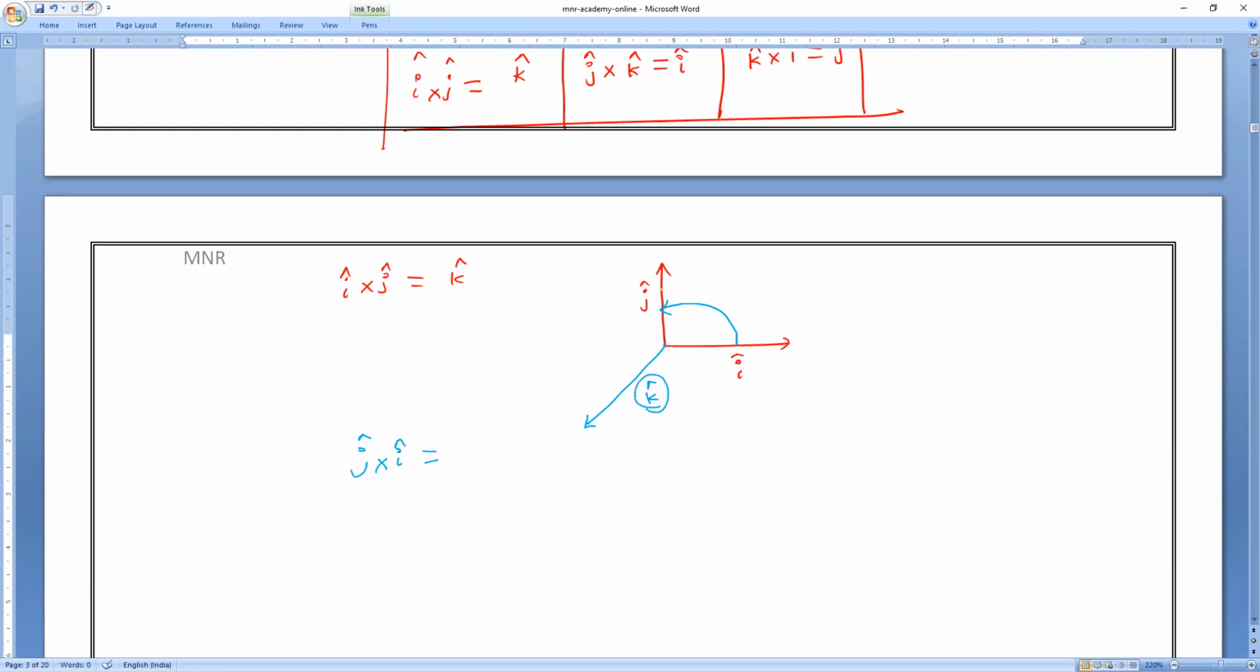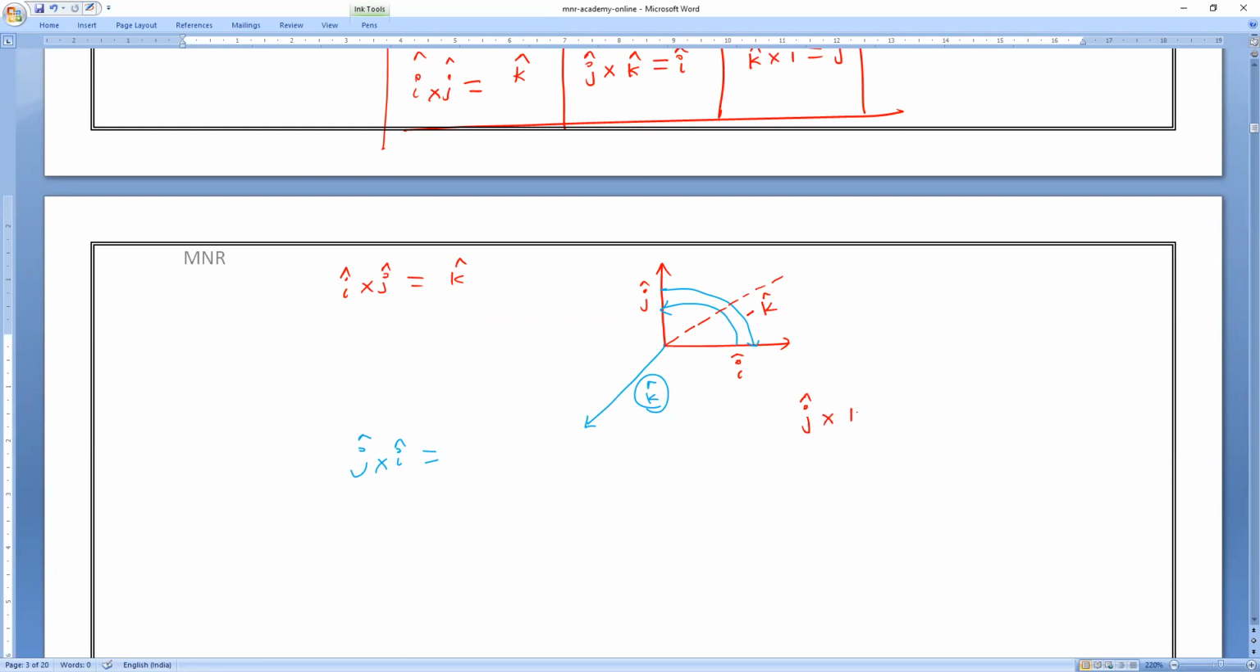Now I am not asking I into J, I am asking J into I. Then can you tell me, is your thumb showing inwards or outwards? Check it. Inwards. The resultant force will act in the downward direction, into the page. That is a parallel symbol, negative K. This is negative K. Clear?